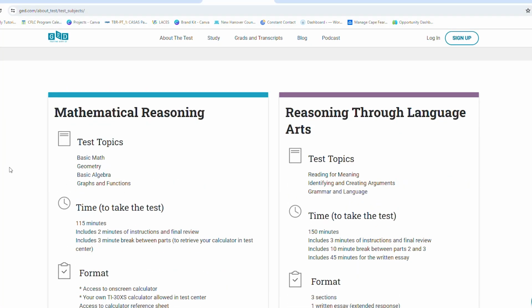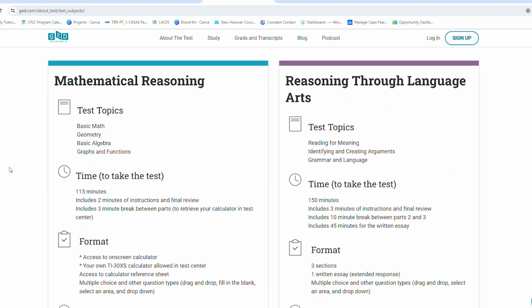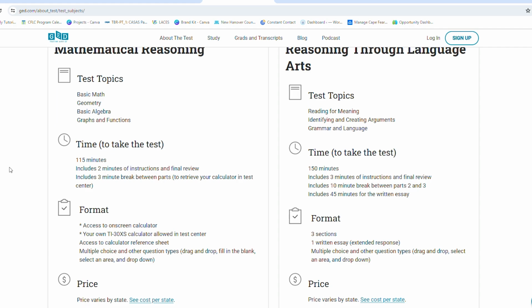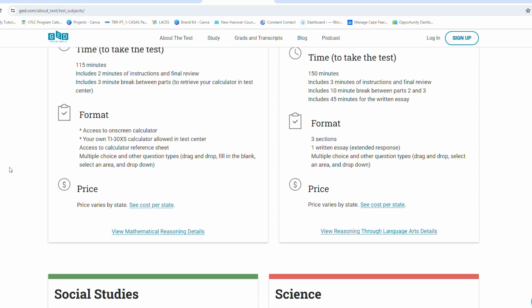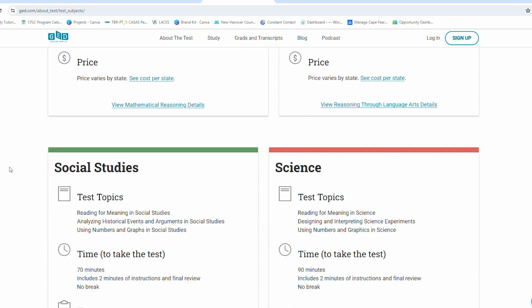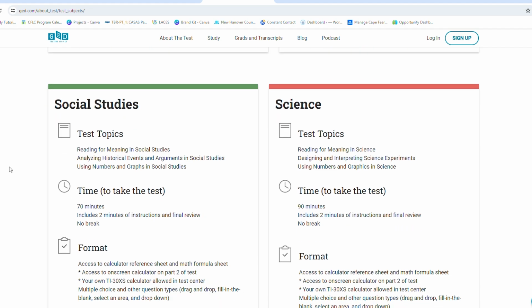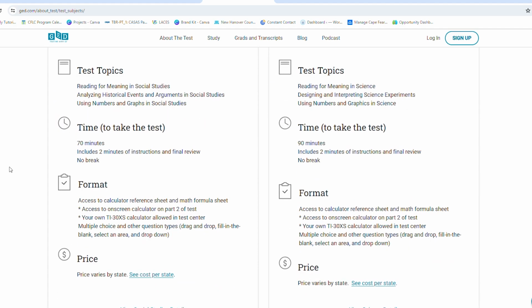The first part is called Reasoning Through the Language Arts. The second part is Social Studies. The third part is Science, and the fourth part is Math. The good news is you don't have to take all four parts at once in one big day. So one of the things that we recommend is really preparing for this giant task of passing your high school equivalency by breaking that task into smaller and smaller pieces so you feel success after each step in the process.